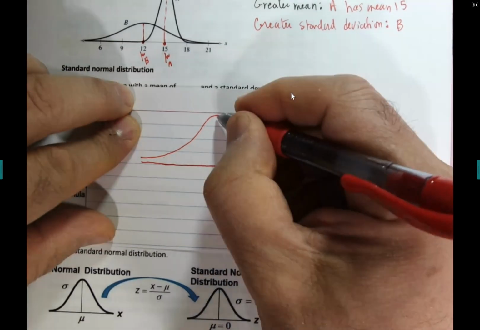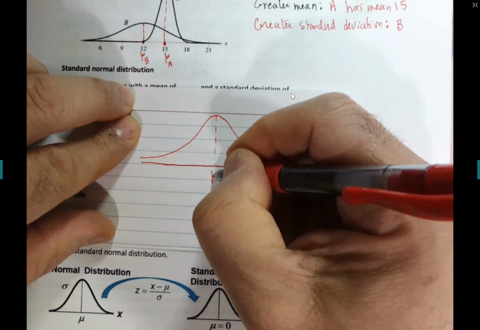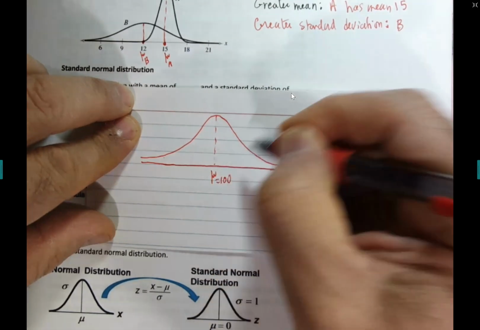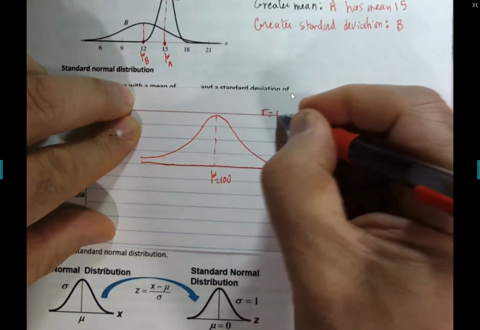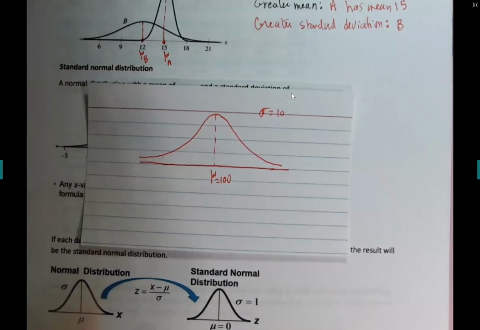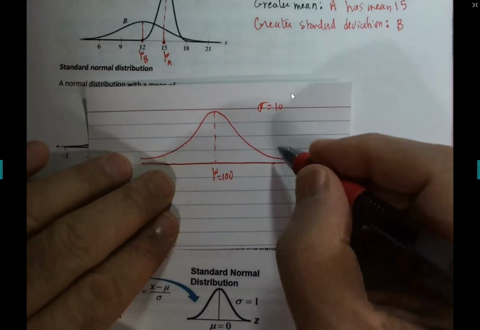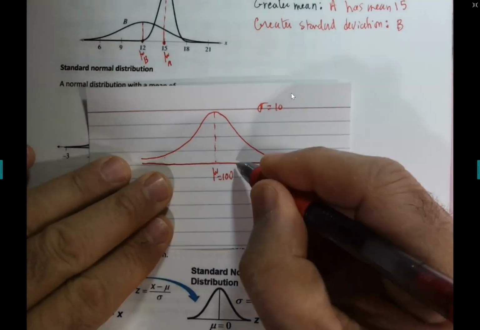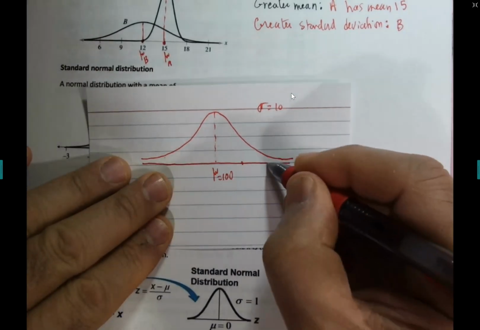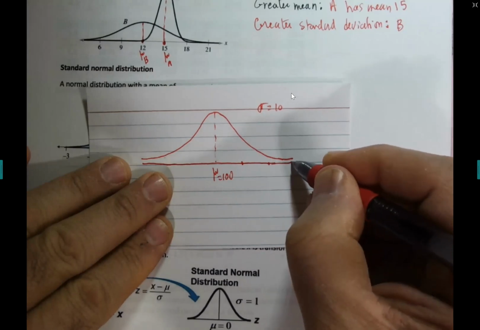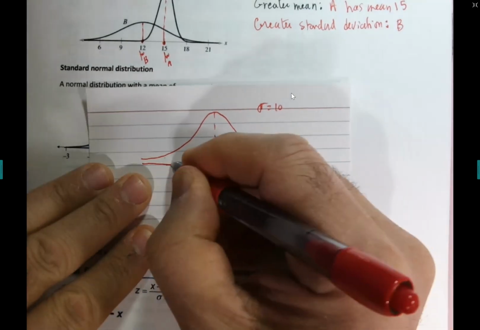And let's say the mean is 100 and the standard deviation is 10, just for convenience. So I'm going to sketch this curve. When you're asked to sketch the normal curve, guys, just do 3 standard deviations to the right and 3 to the left. That's what is wanted.